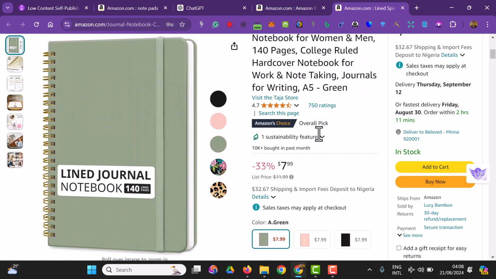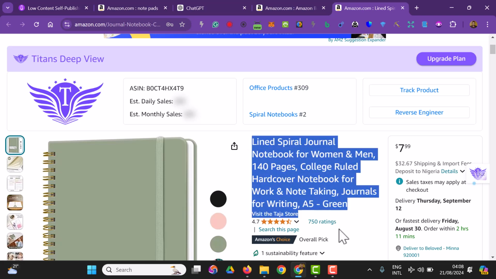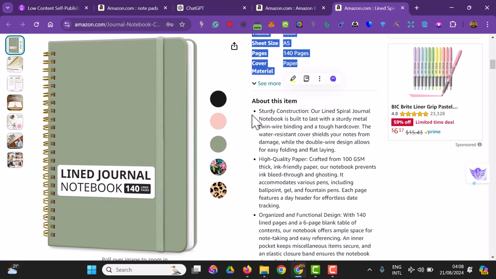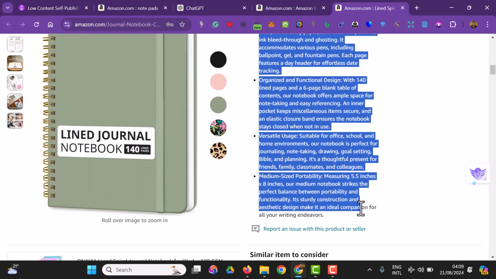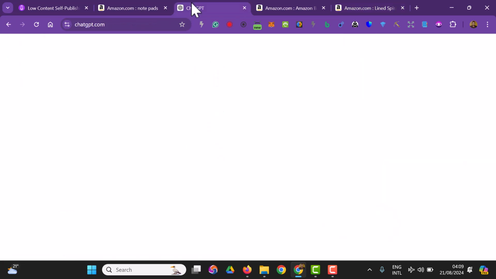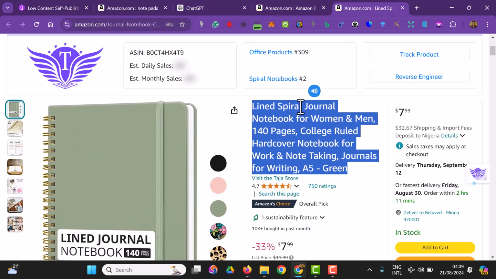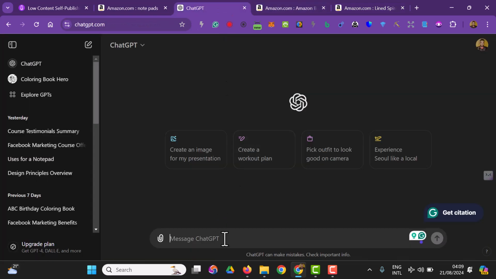So let me go for this. Let me come back to ChatGPT and say I want to optimize. I'll be using a notepad. Remember, notepad is our keyword. So I'll just come to ChatGPT to prompt.